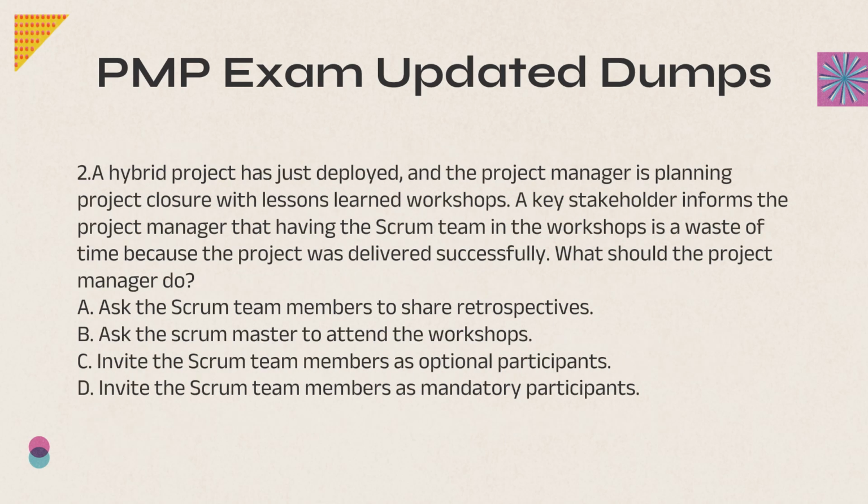2. A hybrid project has just deployed, and the project manager is planning project closure with lessons learned workshops. A key stakeholder informs the project manager that having the Scrum team in the workshops is a waste of time because the project was delivered successfully. What should the project manager do?